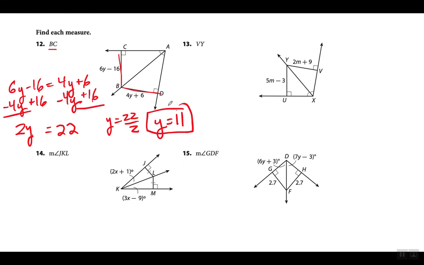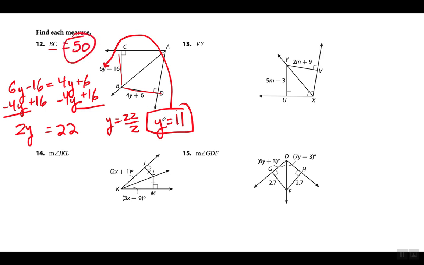So now I gotta substitute the 11 right there, okay, and do 6 times 11. 6 times 11 is 66, and 66 minus 16 is 50. So my answer is 50.